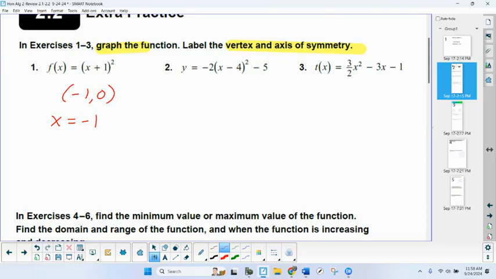Now it goes which way? Right 4, down 5. So what's your vertex? 4, -5. What's your axis of symmetry? Not just 4, but x equals. I will take off if you don't have x equals. Then pick 2 more points. I would pick probably 3 and 2. The closer you pick your points to your axis of symmetry, the smaller the numbers will be that you have to graph.